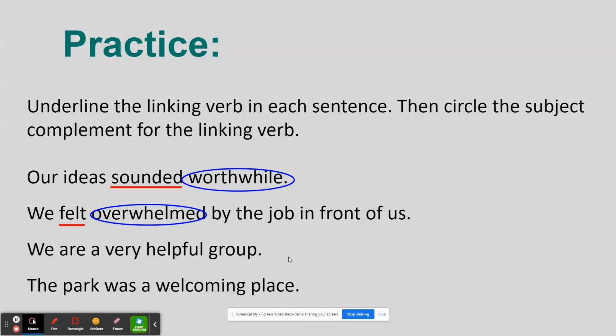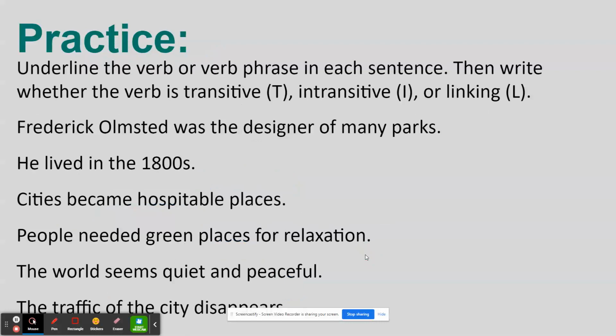We are a very helpful group. Linking verb should be are, good. And then what are we? What is describing we? We should have picked group. And then the last one, the park was a welcoming place. What's our linking verb? Was, and what is the subject complement describing park? Place. So hopefully that helps you and reminds you what linking verbs are and how to find the subject complements.